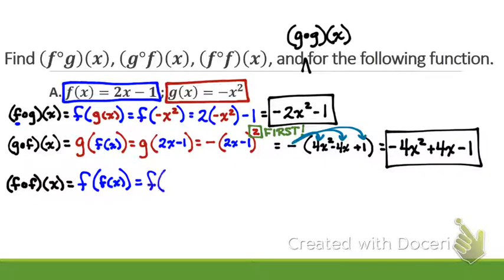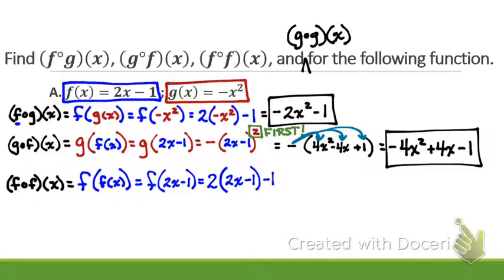What is my function f? 2x minus 1. So I'm going to take 2x minus 1, and I'm going to put that in the place of x. So I'm going to have 2, and then in the place of the x, we're going to put 2x minus 1, and then minus 1. I'm taking the function and I'm feeding it back into itself as an input value.